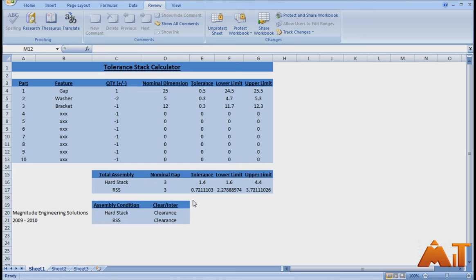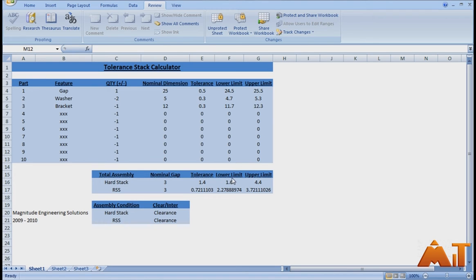Now, usually people do this by hand, tolerance stacks. I've created this calculator to include on this DVD for you because it makes it so much easier. You're able to just input your data and it spits out all your information. Now, one thing that I want to go over with this though is the hard stack and the RSS.